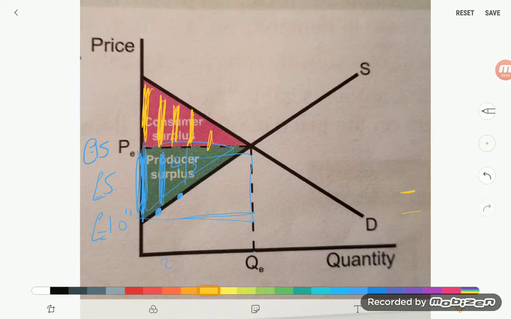So let's summarise this. The consumer surplus is the area found below the demand curve, yet above the equilibrium price. The producer surplus is the area above the supply curve, but below the equilibrium price.